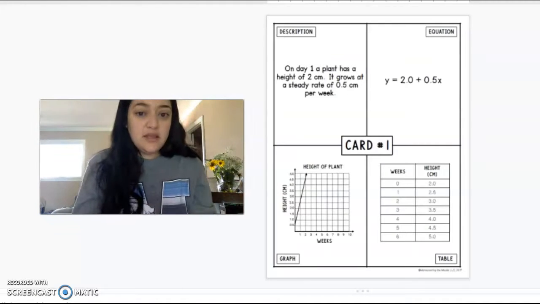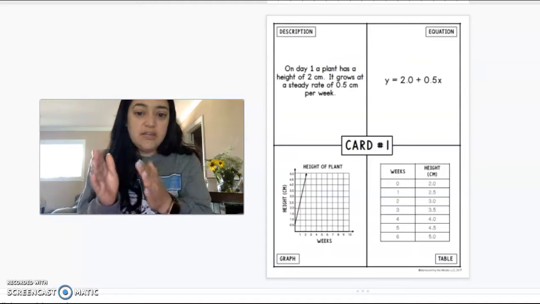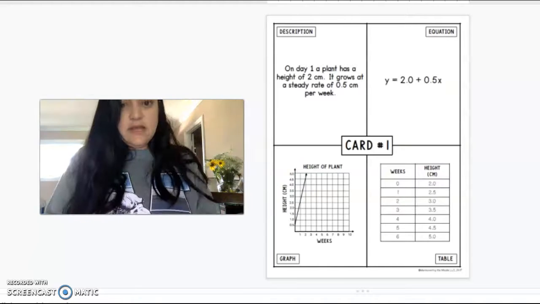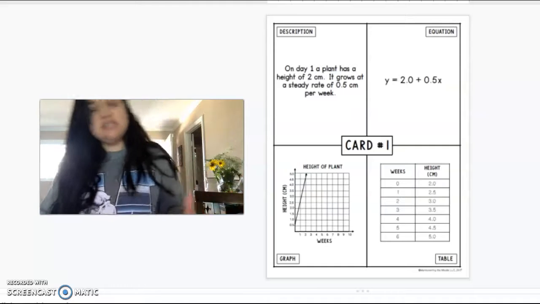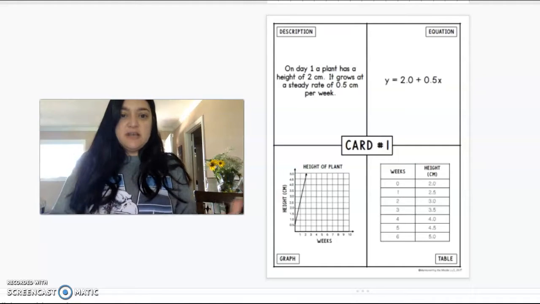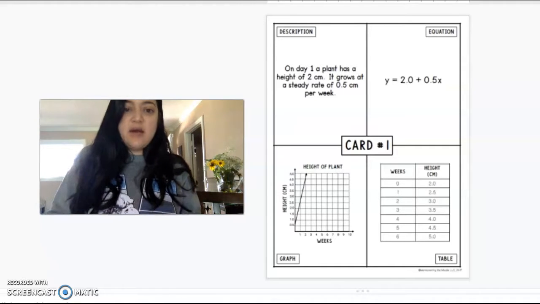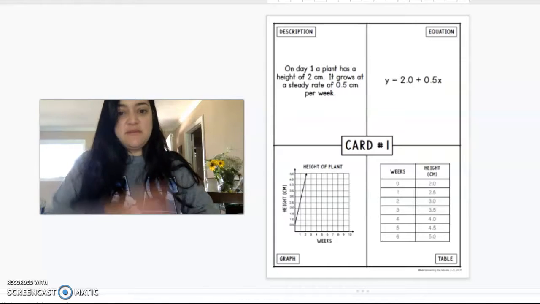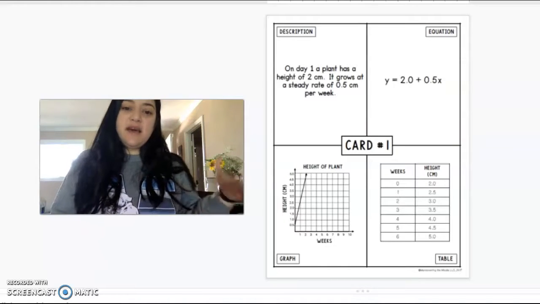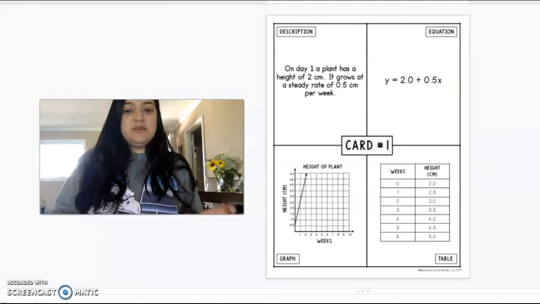Card number 1. We have the description, the equation, the graph, and the table. So you need to look at each of these situations and make sure they all match up. The description says on day one, a plant has a height of 2 centimeters. Day one starts at 2 centimeters. It grows at a steady rate of half a centimeter per week, 0.5 centimeters a week. That's the description of what's happening.